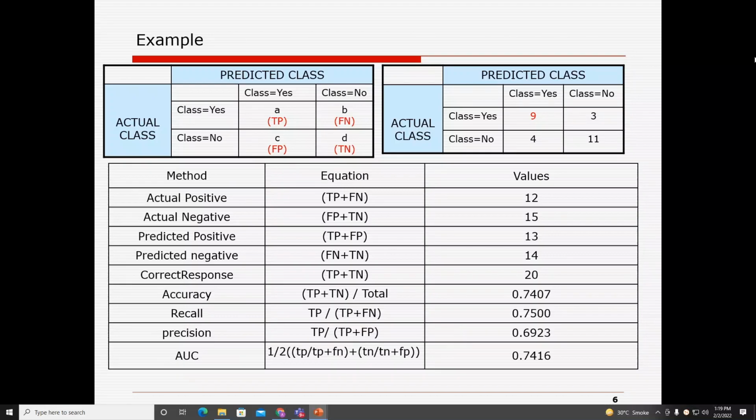Then we have precision. Precision is what? First value divided by the sum of the first column. That is 9 upon 9 plus 4, TP upon TP plus FP, that is false positive. So 9 upon 9 plus 4, that is 13. So 9 upon 13 is how much? Calculate. 0.69, 0.6923.